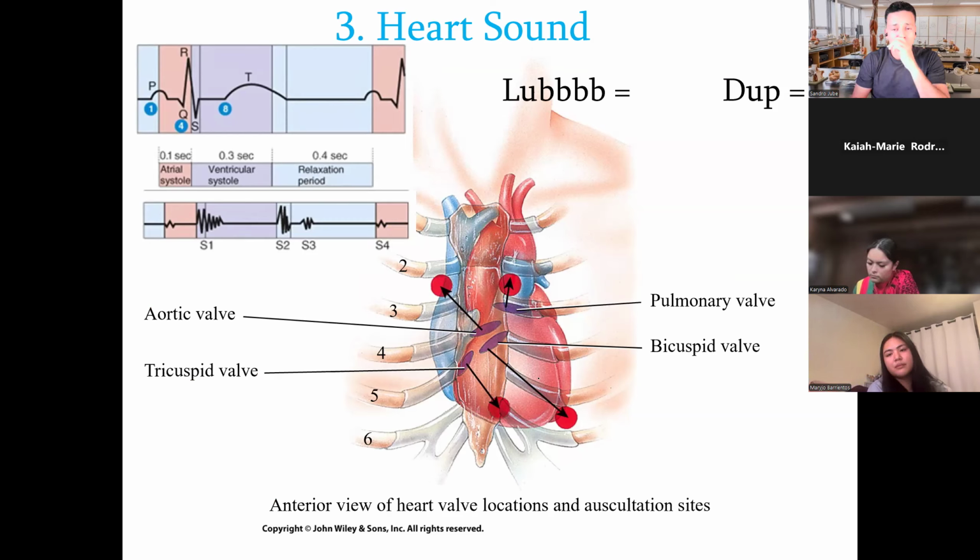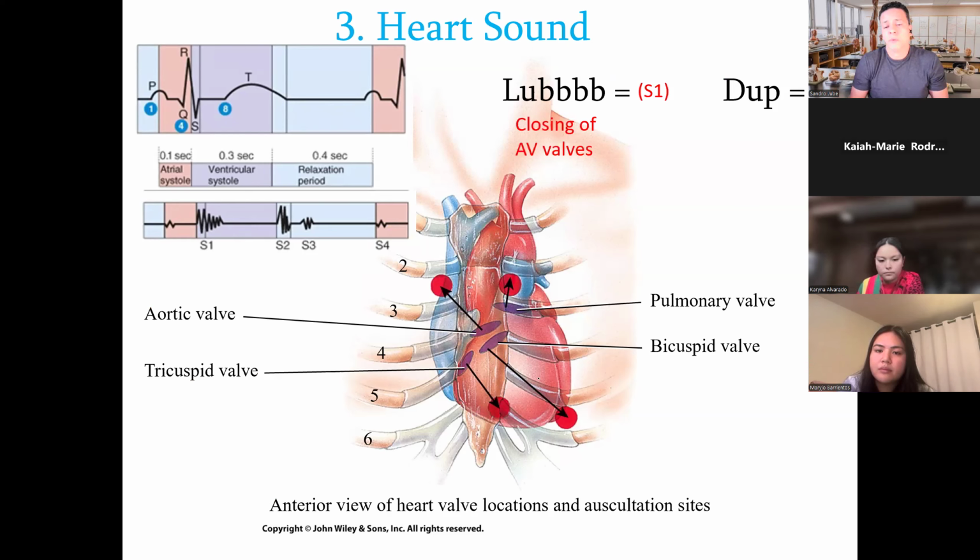And the lub sound, also called the S1 sound, is due to the closing of the AV valves, both of them, right and left at the same time. So after the blood passes from the atria into the ventricles, through the AV valves, now the AV valves are going to shut, preventing the backflow of blood from the ventricles into the atrium. And the closing of the AV valves causes the lub sound.